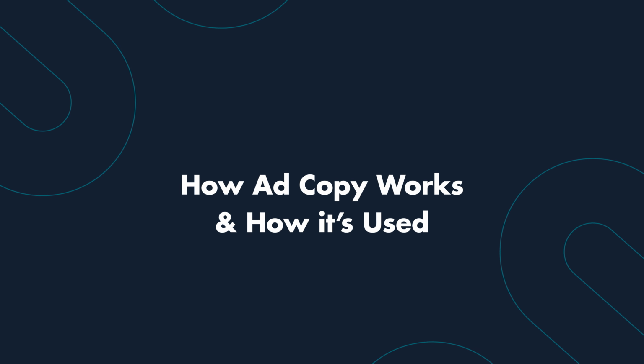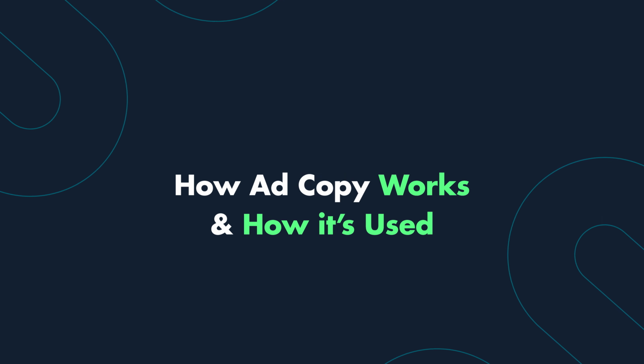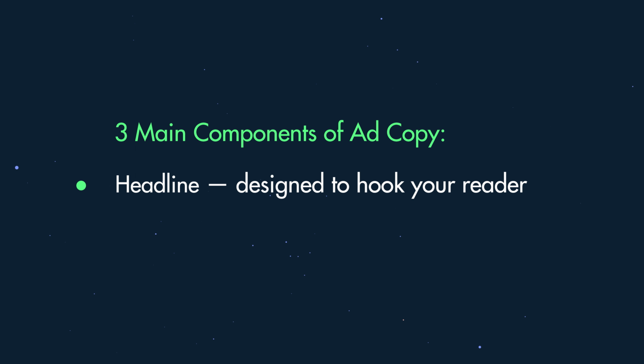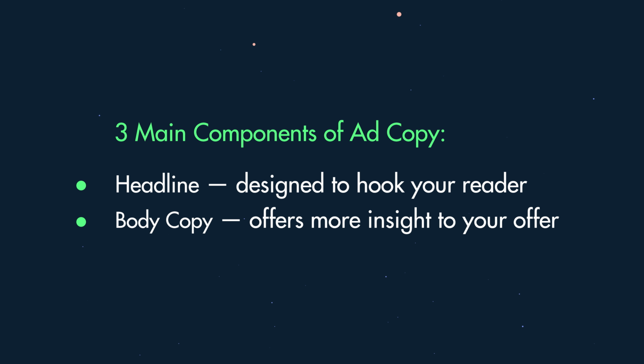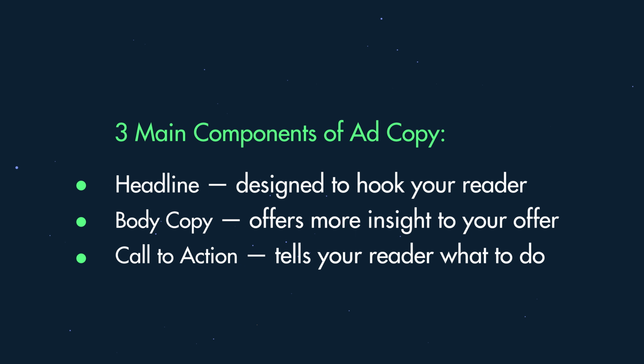How ad copy works and how it's used. Ad copy typically has 3 main components. A headline, designed to hook a reader in and compel them to read the rest of the ad. Body copy, which is the text that appears below the headline that provides more insight into the offer's purpose and value. A call to action, which is a phrase used at the end of an ad that can drive various actions depending on the ad's goal. Words like sign up, learn more, and request a demo are all common calls to action.